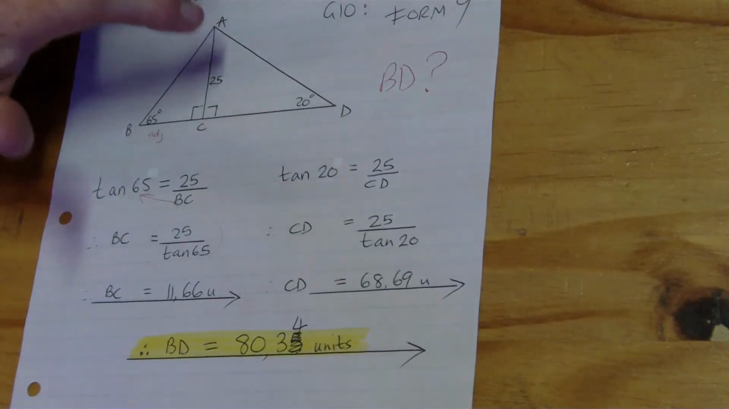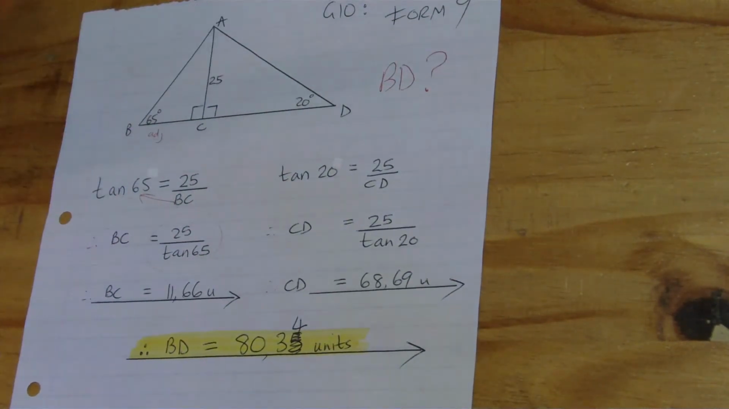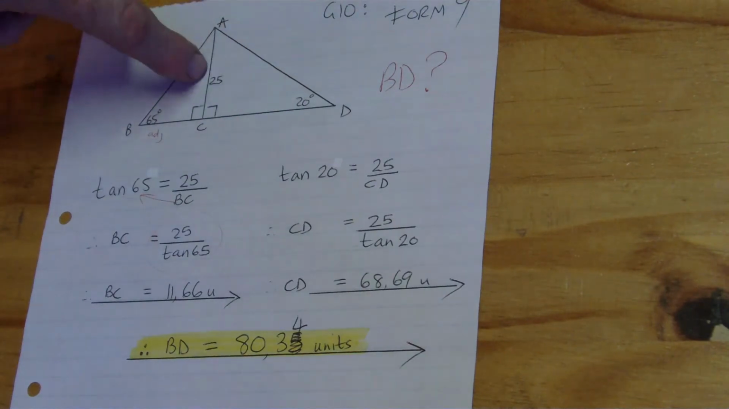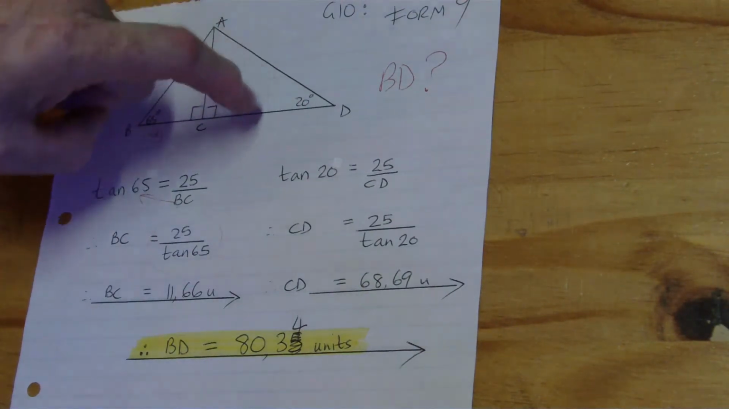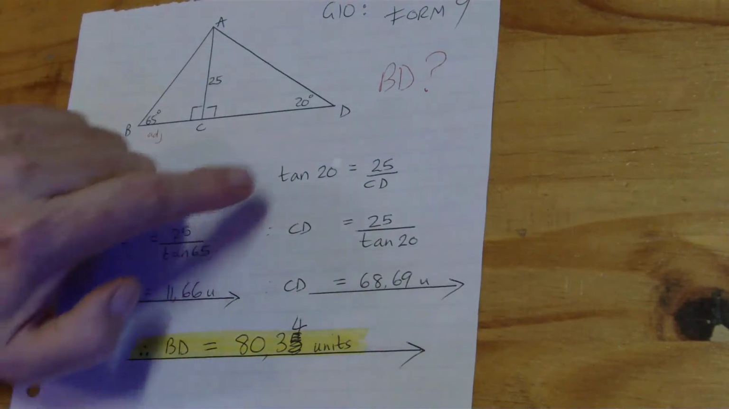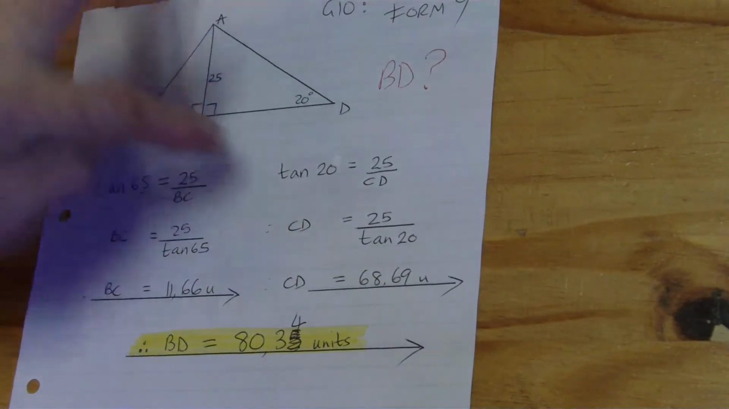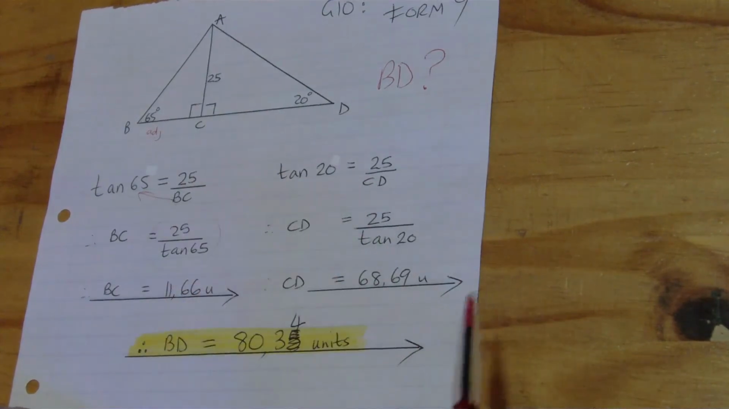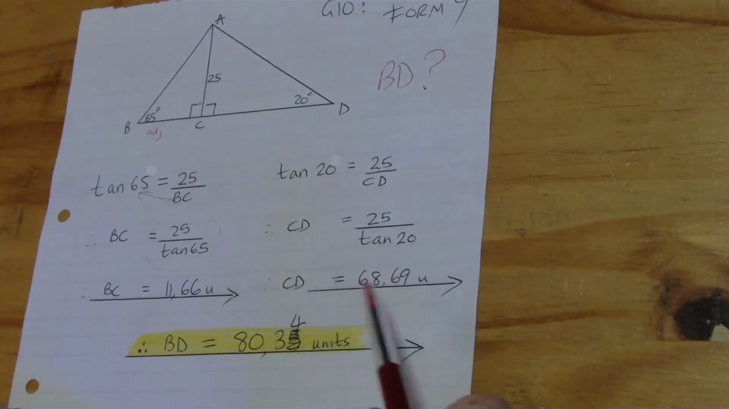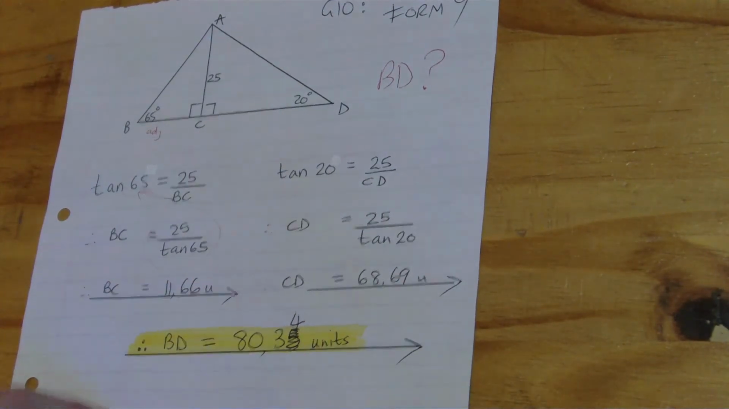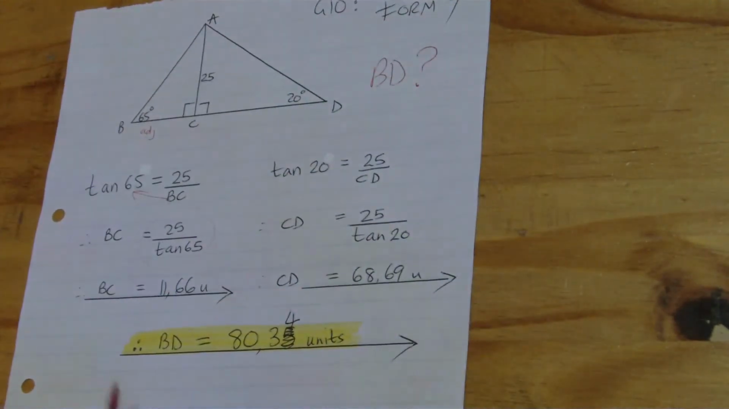And then in this triangle here it was exactly the same thing, because again I had the opposite, the 25, and again I'm looking for the adjacent. So it was tan again. Tan of 20 is 25 over CD. Do your cross multiplying again and you end up with CD being 68.69, and then when you add those two together you get BD, which was this.